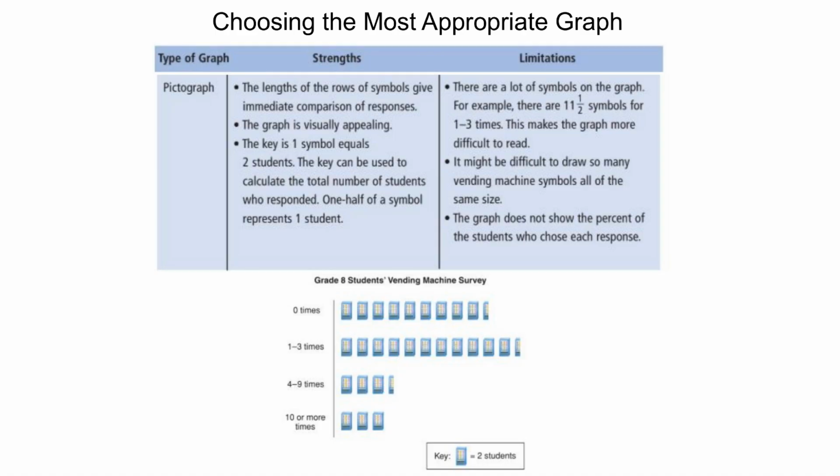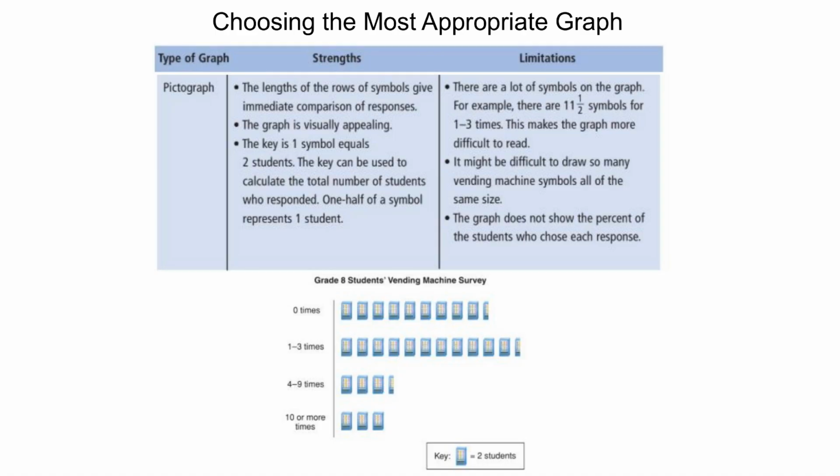There are some limitations, of course. There are a lot of symbols on the graph, and particularly when you look at that really long one, it's 11.5 symbols. That's a lot to actually calculate. You really have to sit down and count them one at a time. It's not something you just look at and quickly identify. It may be difficult to draw. With so many vending machines, if you're drawing those by hand, it's going to be very hard to draw all those symbols exactly the same. And the graph doesn't show the percentage of students who chose each response.